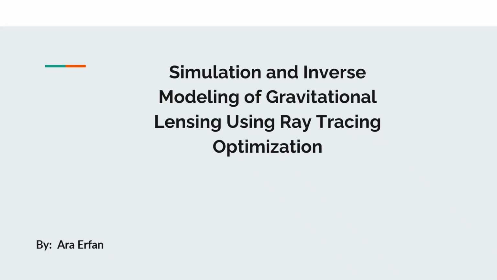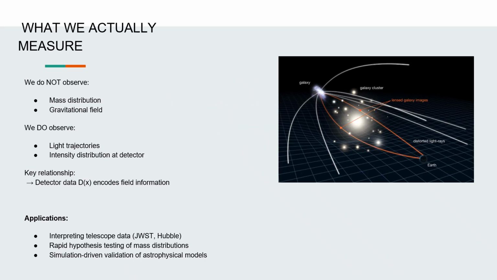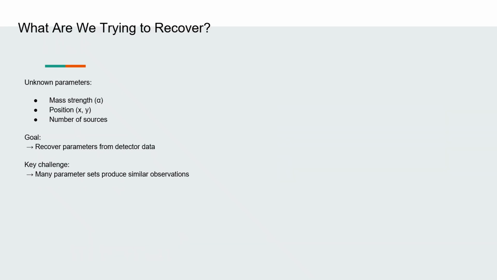So the key question I'm asking is, can I go from those observed light patterns back to the underlying physical system? In practice, you wouldn't observe mass or gravitational fields directly. What you actually measure is light, specifically how it arrives at a detector. So the only data available to me is this detector distribution, and everything I want to infer has to come from that.